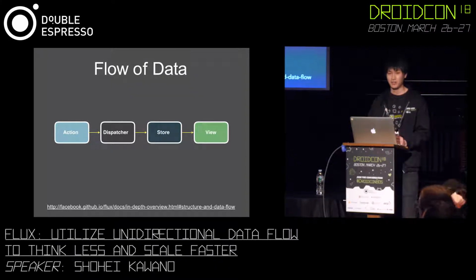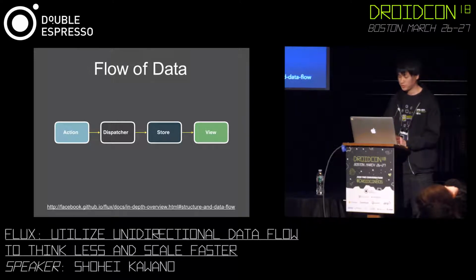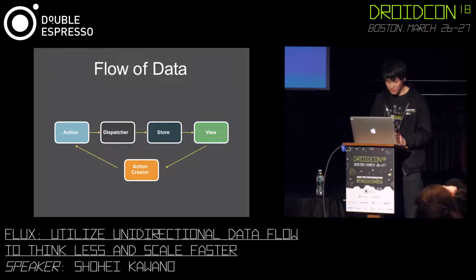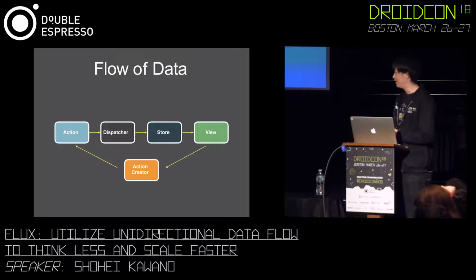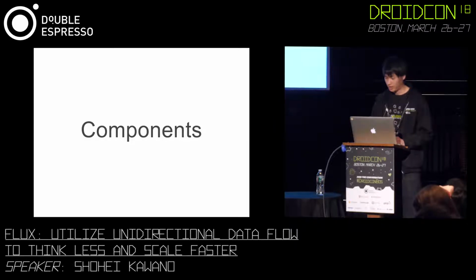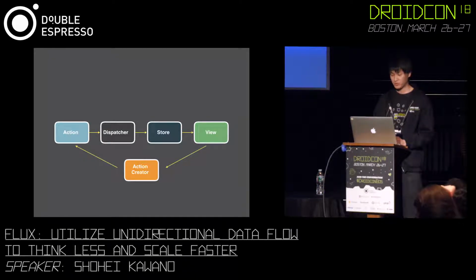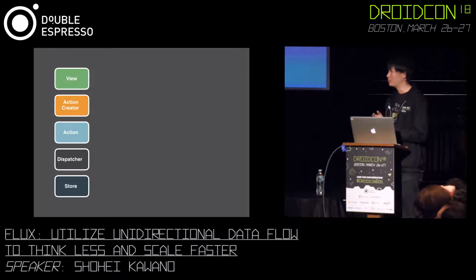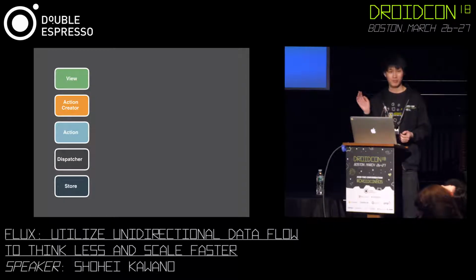This is the simplest diagram of Flux architecture, and it's also in the official document. And for this session, I modified it a bit, and the flow actually looks like this. We have 5 components, and we're going to take a look at each of them later. So let's introduce some of the components. I'm going to briefly and quickly explain what each component means and what each component is responsible for.